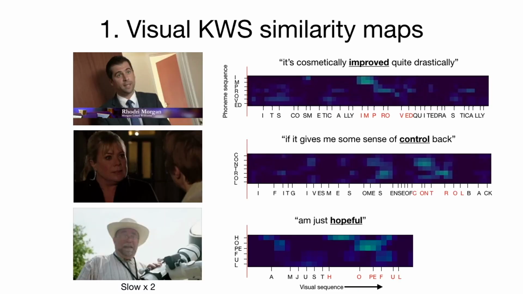We now show some example similarity maps from our visual-only model. The input video is shown on the left at half speed. The corresponding clip transcript and similarity map are shown on the right. The queried keyword is underlined and in bold. For each similarity map, the horizontal axis is annotated with phoneme ground truth start times for clarity. Note that graphemes are actually shown here for simplicity.